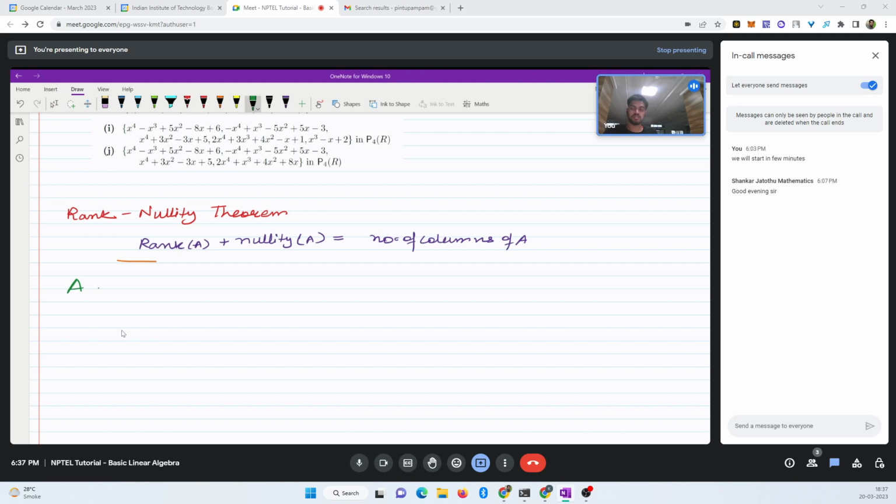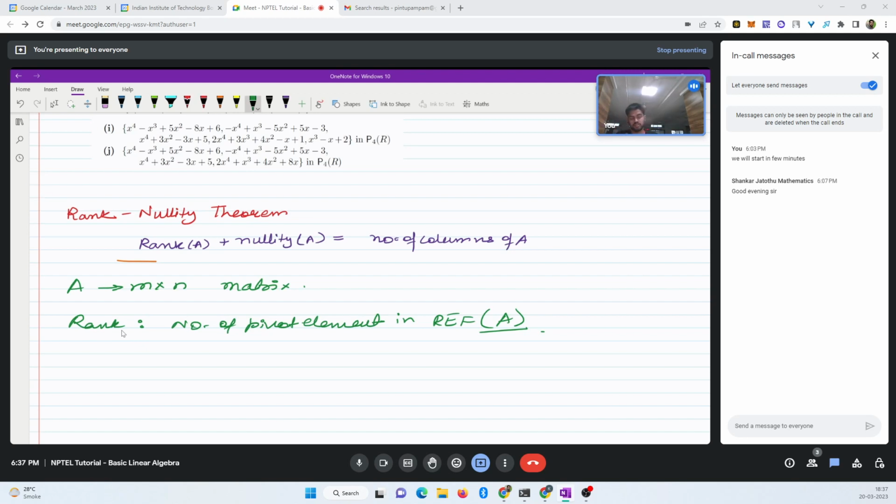Let's say A is an M cross N matrix. Then rank is defined as the number of pivot elements in the row echelon form of our matrix A. So when you row reduce or reduce it to echelon form, the number of pivot elements that you get, that is the rank of your matrix.